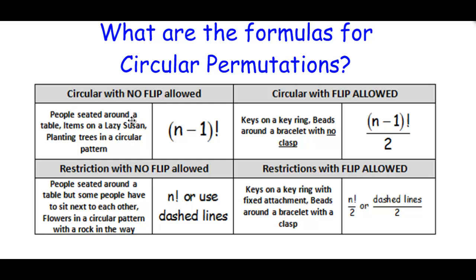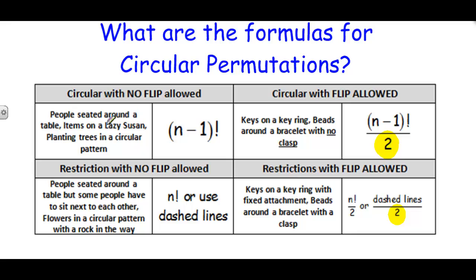Okay, so we have 4 different formulas. We have a circular with no flip allowed, circular with a flip allowed, restrictions on our circle with no flip, and restrictions on our circle with a flip. Now if you look here, whenever a flip is allowed, we're going to divide by 2. And by flip I mean an object that you can actually physically flip upside down. So keys on a key ring, beads around a necklace. If you take a necklace or a bracelet and it's laying on a table, you could flip it upside down. It might look different, but it's really the same arrangement because you haven't changed any of the ordering. Those are the kind of things that we flip.